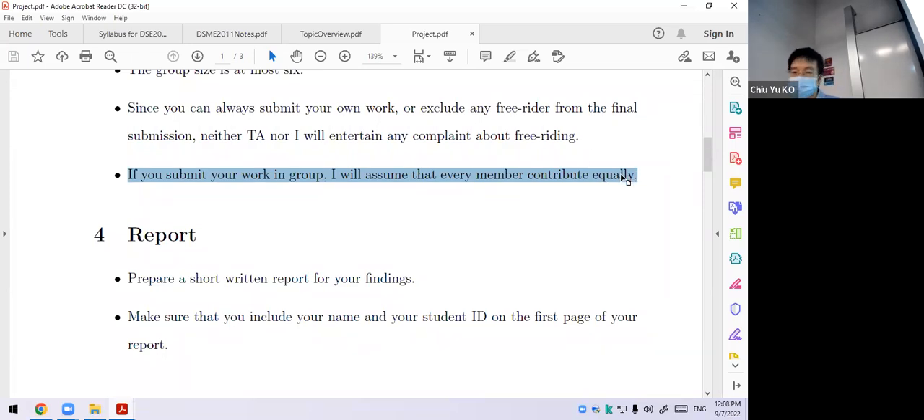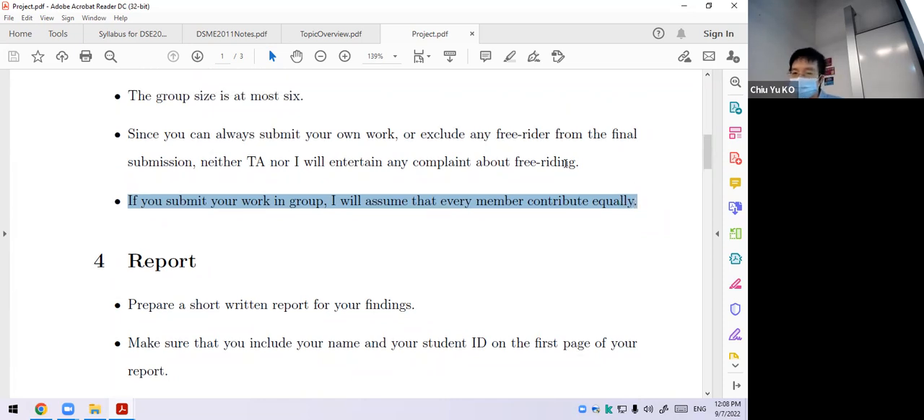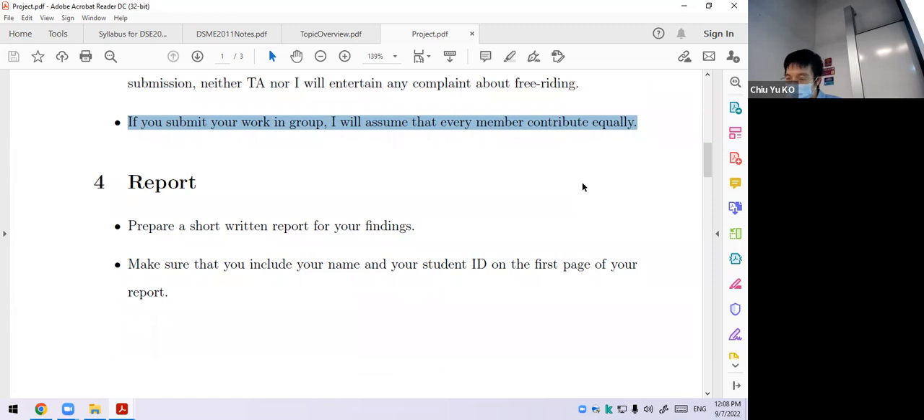If you form the team, then make sure that everyone does it fairly. If not, I assume otherwise.